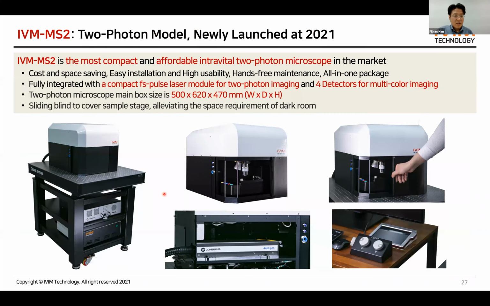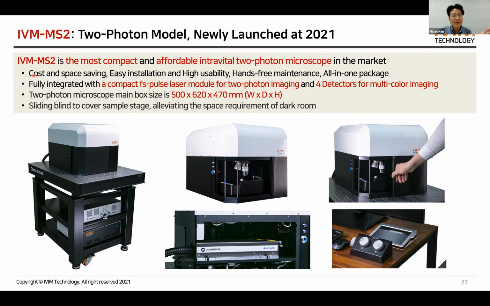Okay, before going into the introduction of the many various applications, I'd like to quickly mention our MS2 system. This is the most compact and affordable intravital two-photon microscopy system in the market at this time. It has a very small, compact femtosecond pulse laser module inside its microscope. So everything is integrated in this box, so it's very easy to use.